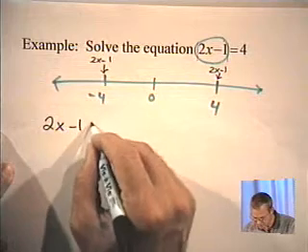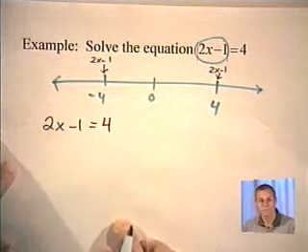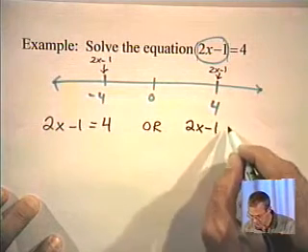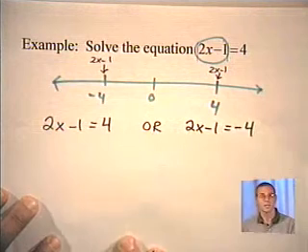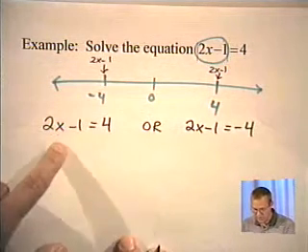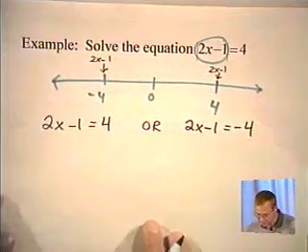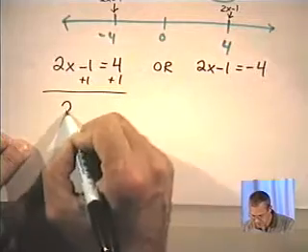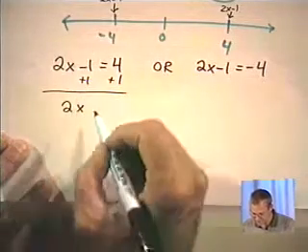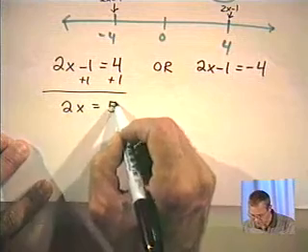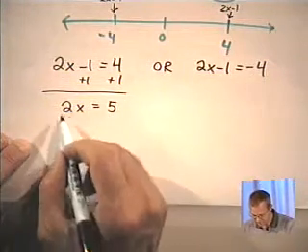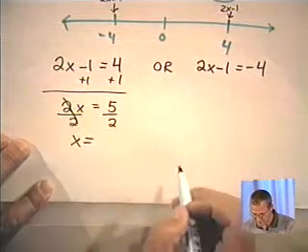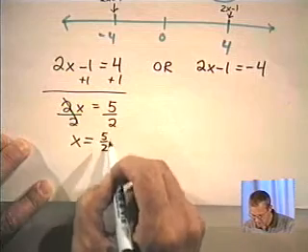2x minus 1 is equal to 4, or 2x minus 1 is equal to negative 4. And all we have to do is solve each equation independently. So let's see, let's add 1 to both sides here. 2x, the 1's cancel, is equal to 5. And now I'll divide by 2. So x must equal, those cancel, 5/2.